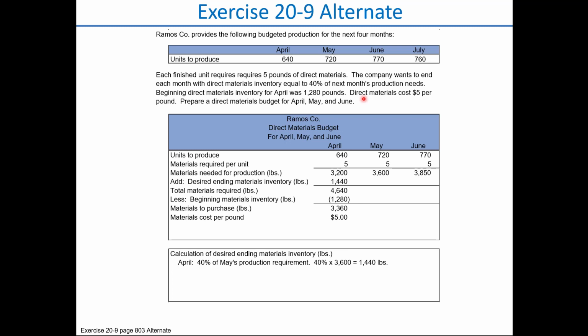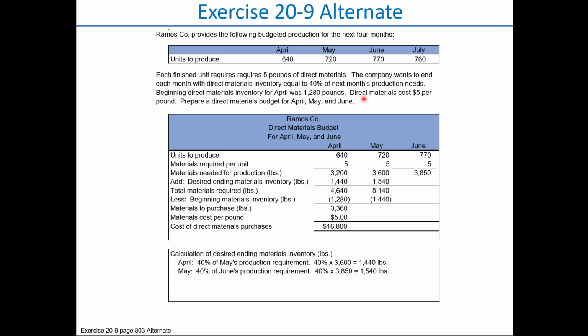Multiply by the cost per pound. In April, they need to pay $16,800 for their direct materials. So again, we'll go through these same computations for May and June. In June, we're looking at 40% of July. July is 760 times 5 pounds per unit, so 40% of 3,800 pounds.